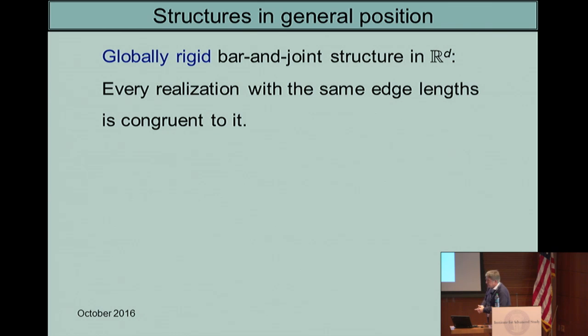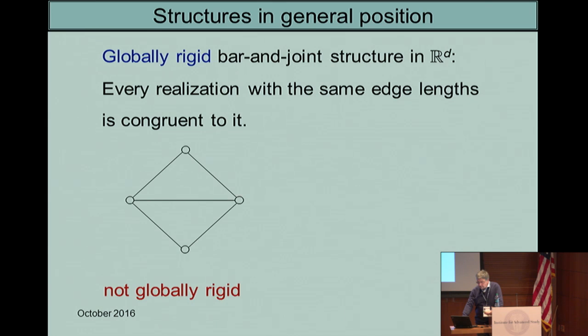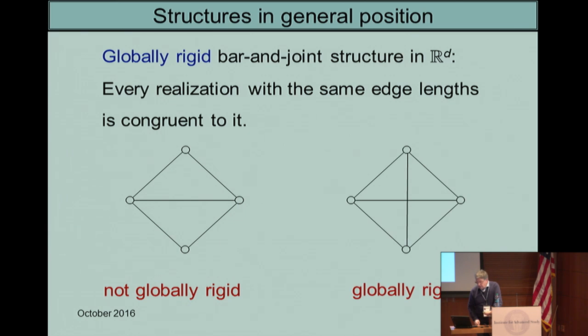And this comes up nicely in the context of global rigidity. A bar and joint structure is globally rigid if every realization with the same edge lengths is congruent to it. We have already seen an example at the beginning of not globally rigid. This configuration is not globally rigid in the plane because we can flip one of the triangles to the other. But if we put in an extra bar, then of course it becomes globally rigid.